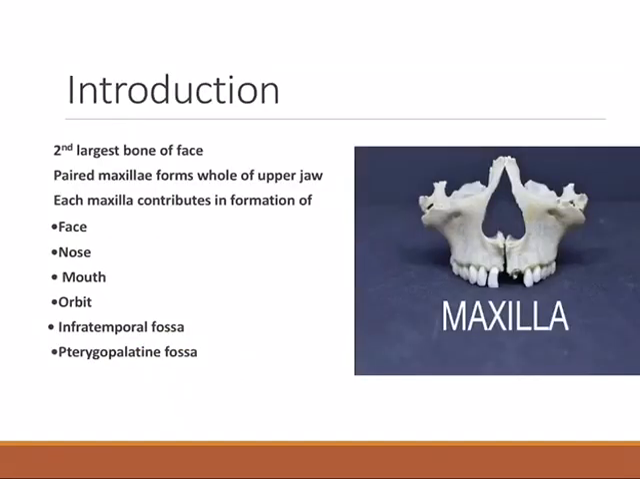First of all, we need to know what maxilla is. The maxilla is the upper fixed bone of the jaw formed from the fusion of two maxillary bones. It is the second largest bone of the face. Paired maxilla forms the whole of the upper jaw. Each maxilla contributes to the formation of the face, nose, mouth, orbit, infratemporal fossa and pterygopalatine fossa. The structure of maxilla can be seen from the diagram.